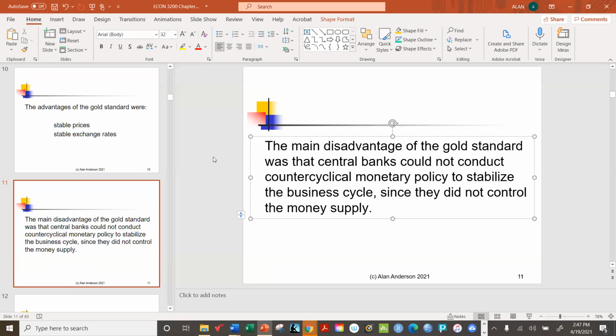Every time the country goes into a recession, for example, the central bank cannot lower interest rates to try to stimulate the economy. Or if inflation is getting out of hand, although it probably wouldn't here, the central bank can't raise rates to slow down the rate of inflation. So that was the main drawback.